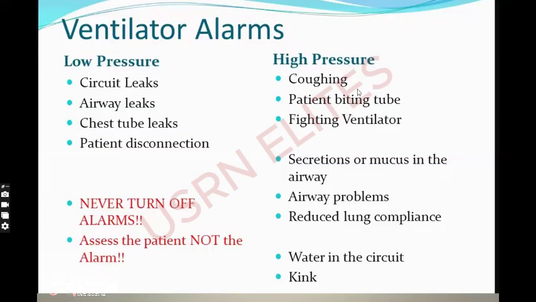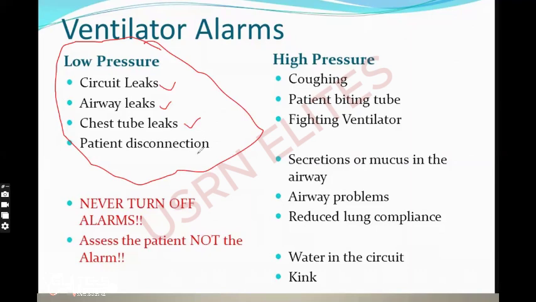So this slide you have here summarizes everything for us when it comes to low pressure alarms and high pressure alarms. You can look at my left-hand side here. Things that can give you a low pressure alarm: when you have circuit leaks, airway leaks, chest tube leaks, patient disconnection, plus all that we spoke about. And things that can give you high pressure alarms, you have them here.